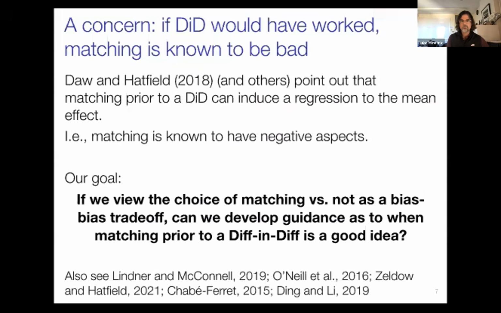So our goal is, if we view the choice of matching versus not matching as essentially a bias-bias trade-off, matching does increase the comparability of units, but it also has this cost that was demonstrated by Daw and Hatfield. Then can we develop some guidance as to when we should match versus when we shouldn't?